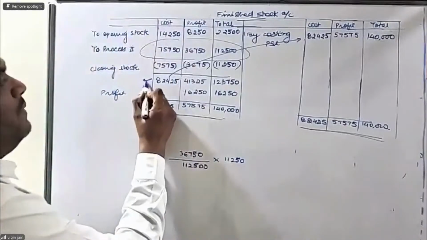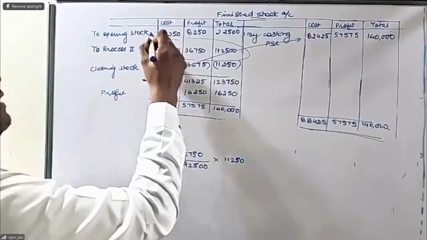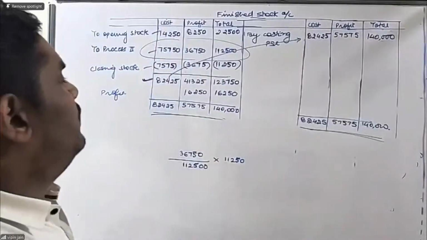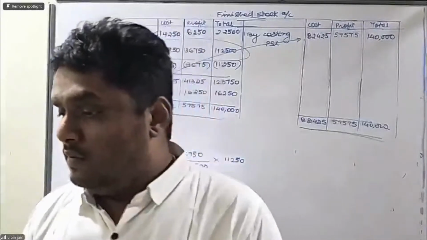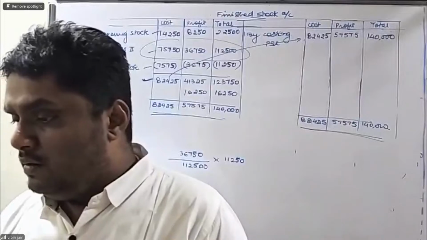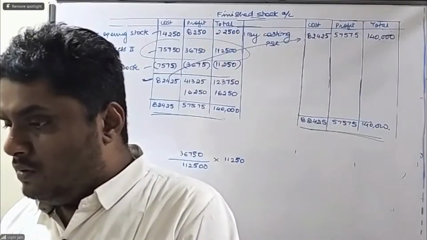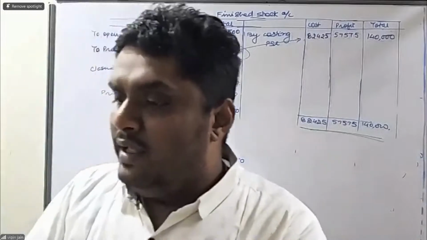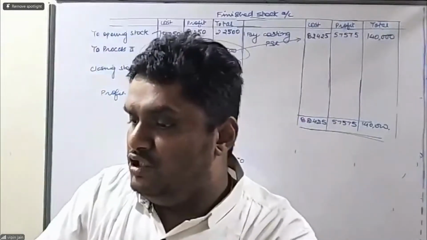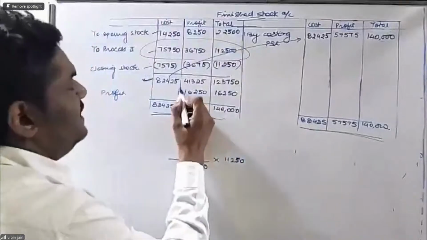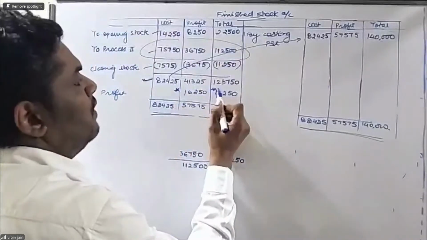This is the total, my dear. Opening stock, process second, minus closing stock, we have got 82,425. Tambeshwari, it is mandatory, my dear Srinivasan. Yes, we can say it is the balancing figure.